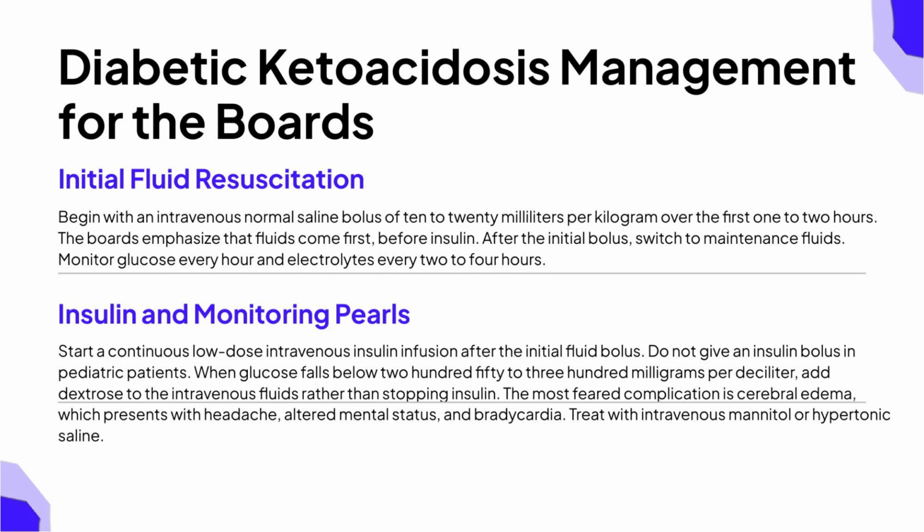For insulin, start a continuous low-dose intravenous insulin infusion after the fluid bolus. Never give an insulin bolus to pediatric patients. When the blood glucose falls below 250 to 300 milligrams per deciliter, add dextrose to the intravenous fluids rather than stopping insulin because you still need to close the anion gap. The most feared complication in pediatric diabetic ketoacidosis is cerebral edema, which can present with headache, altered mental status, and bradycardia during treatment. Treat cerebral edema emergently with intravenous mannitol or hypertonic saline.